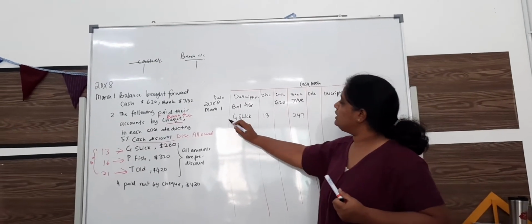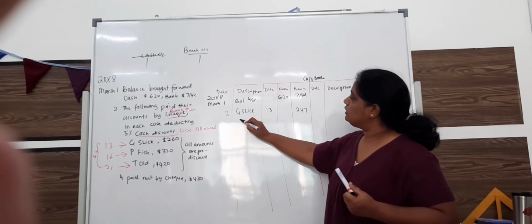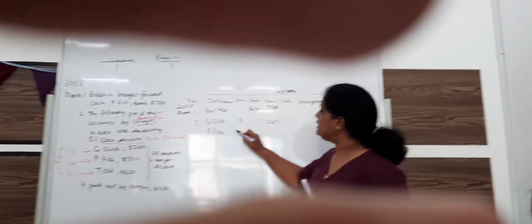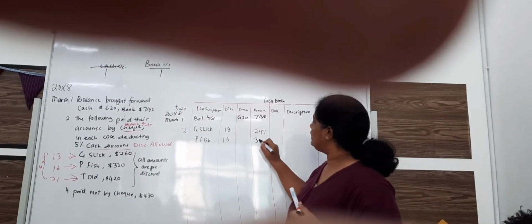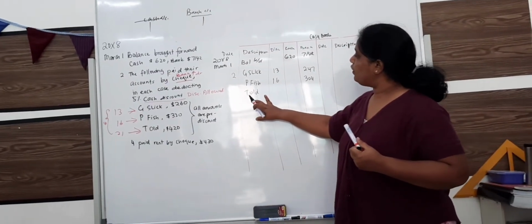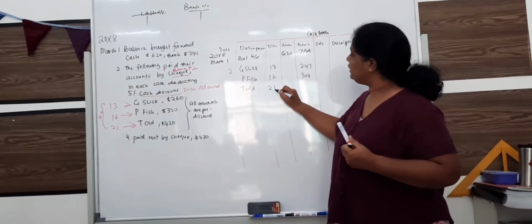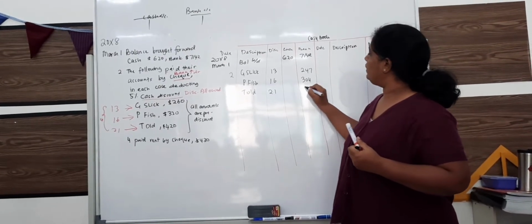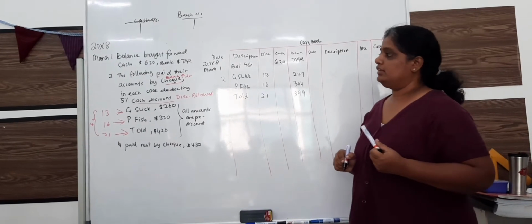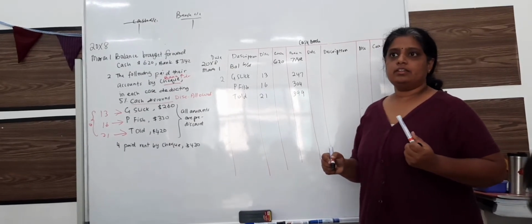So the same thing, this is when? March 2nd. The same thing can be said for Prefish. Prefish discount is 16, so 304. And Tea-old is 420, discount is 21, and so this should be 399. There you go, we record that already.